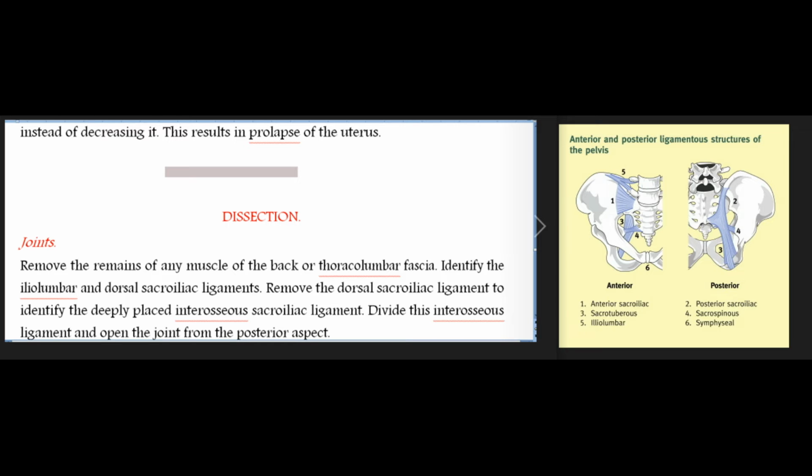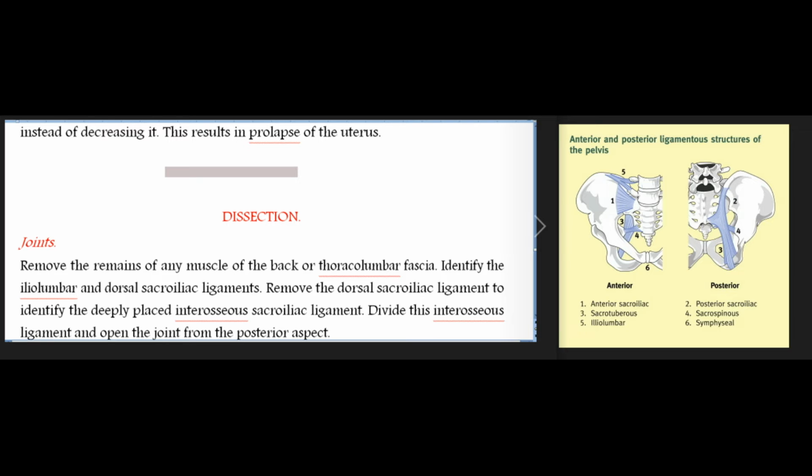This results in prolapse of the uterus. Dissection. Joints. Remove the remains of any muscle of the back or thoracolumbar fascia. Identify the iliolumbar and dorsal sacroiliac ligaments. Remove the dorsal sacroiliac ligament to identify the deeply placed interosseous sacroiliac ligament.